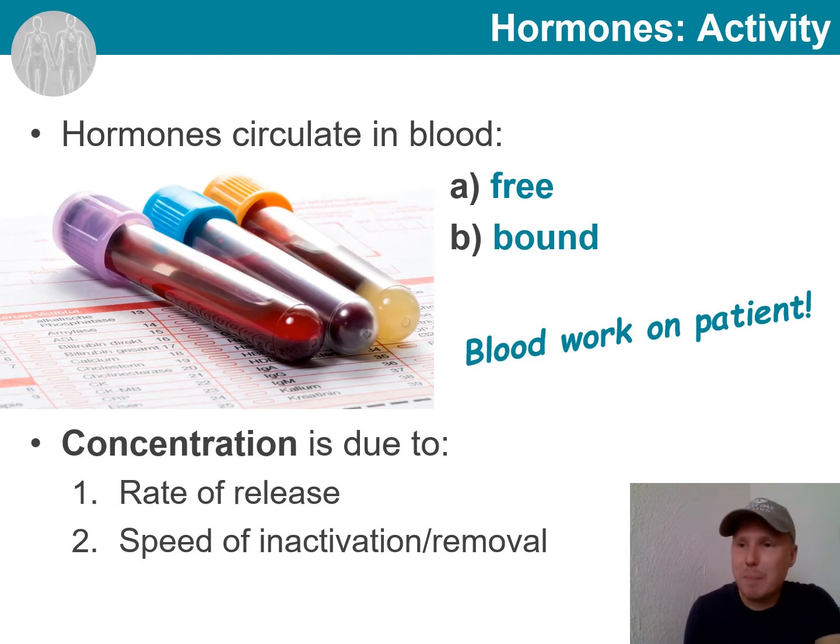And this is why we do blood work on the patient. We get very useful direct information about the concentration of this particular hormone in the blood. And the concentration can be explained by two factors: how much or how fast the hormone is being released, or how much or how fast the hormone is being removed or inactivated.